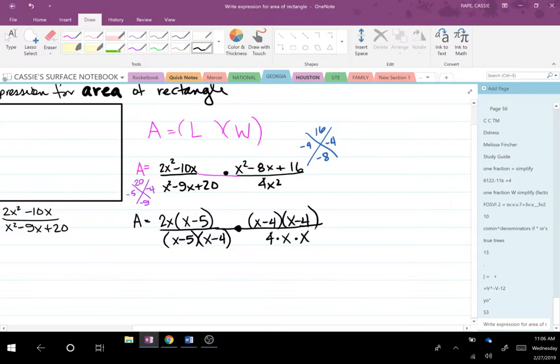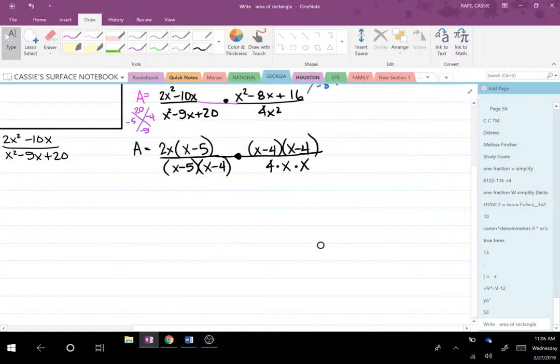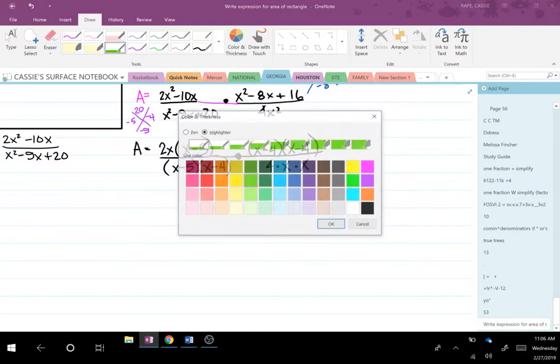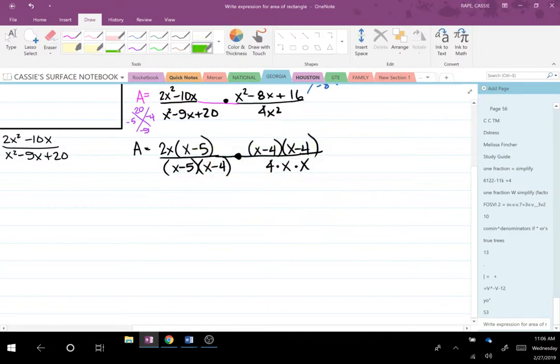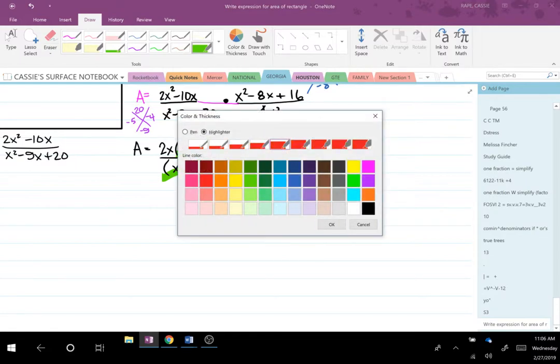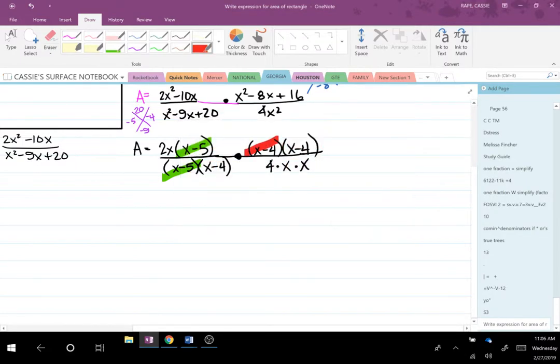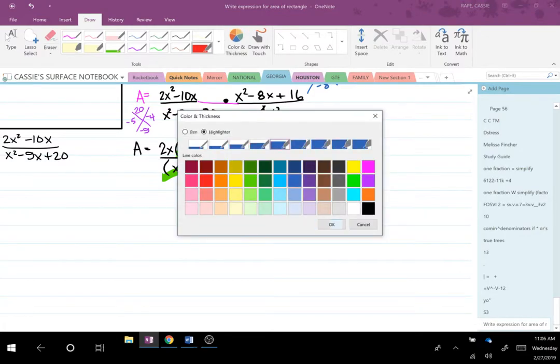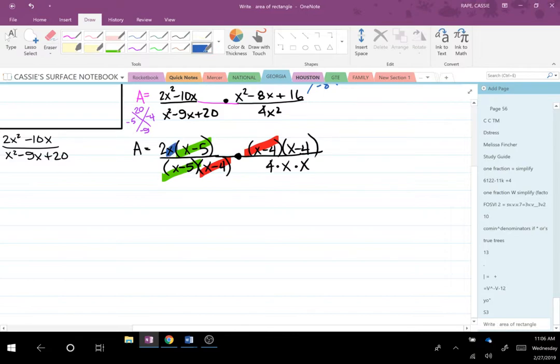So everything is fully factored, and you look at all of the top as one big numerator, all of the bottom as one big denominator, and you're looking to see where you can cancel. Anything that is the same can cancel. I see that I have an x minus 5 there and there, so those cancel. Then there's one x minus 4 here and an x minus 4 there, so those cancel. I've got an x there, which can cancel with an x there.